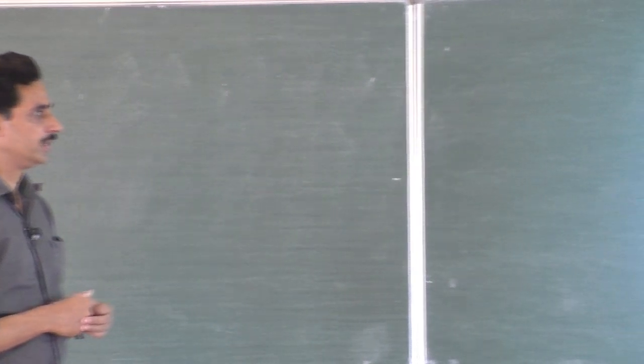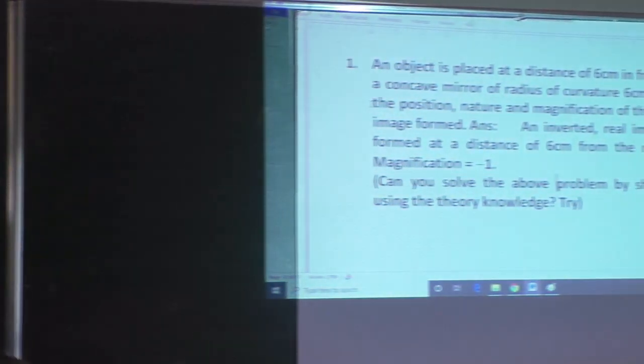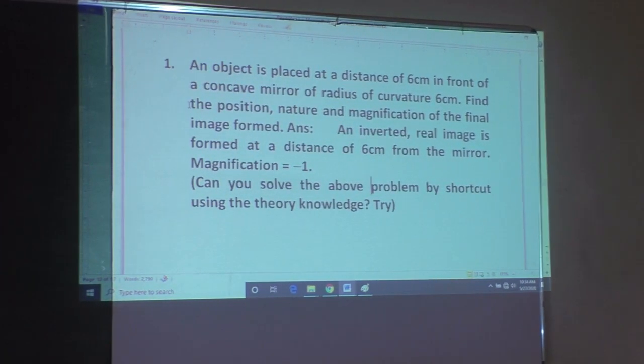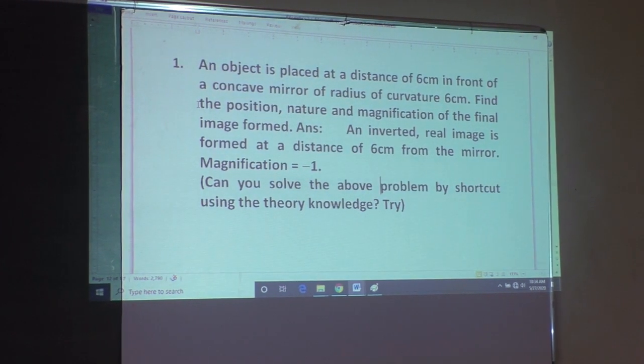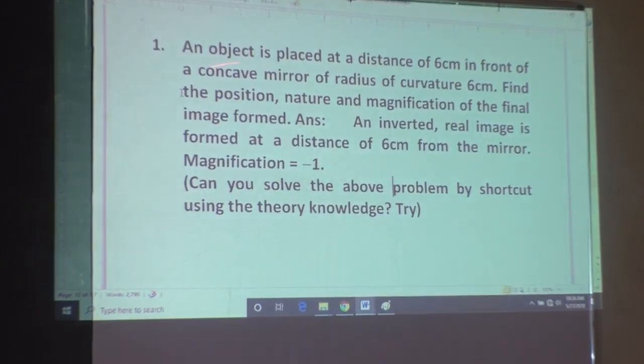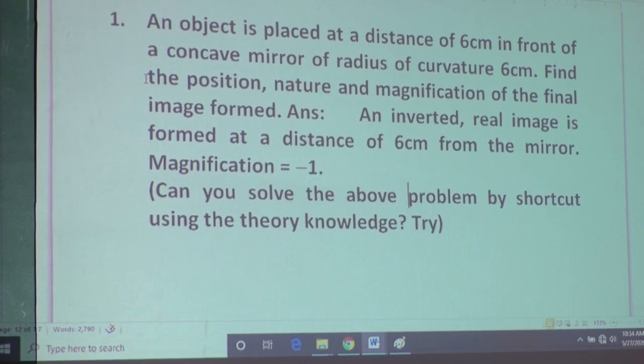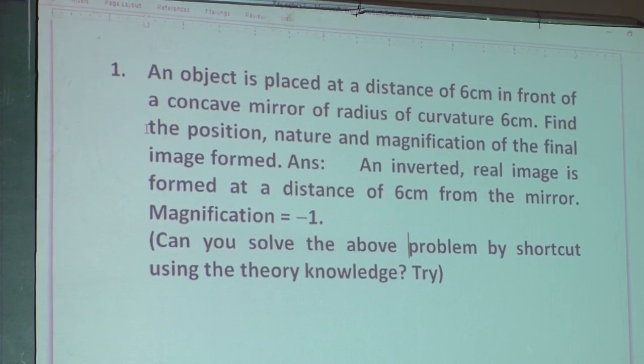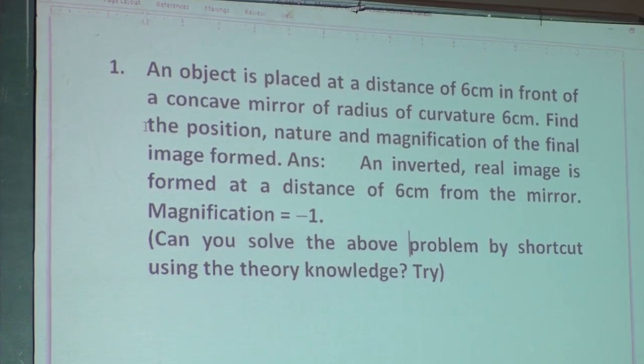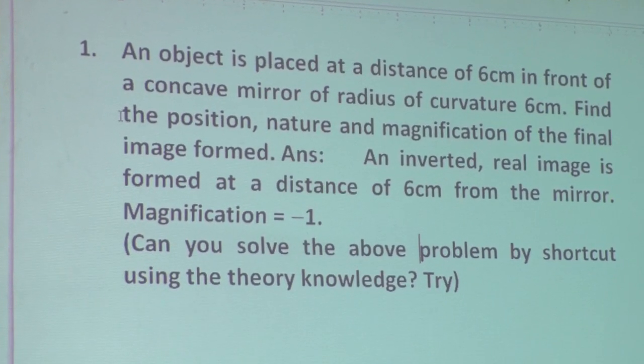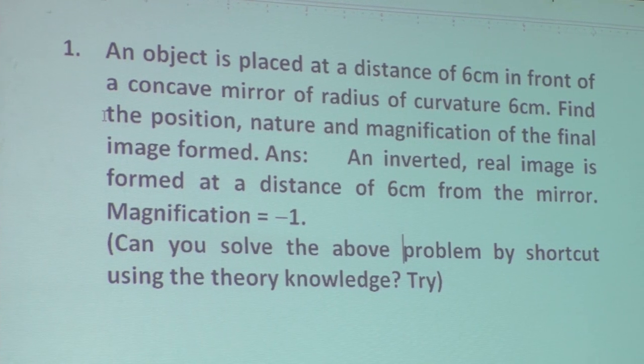Now this problem here: an object is placed at a distance of 6 centimeter in front of a concave mirror, right? It is a concave mirror problem. Object is placed at a distance of 6 centimeter from a concave mirror of radius of curvature 6 centimeter. Find the position, nature and magnification of the final image formed. Okay, the answer is also given.